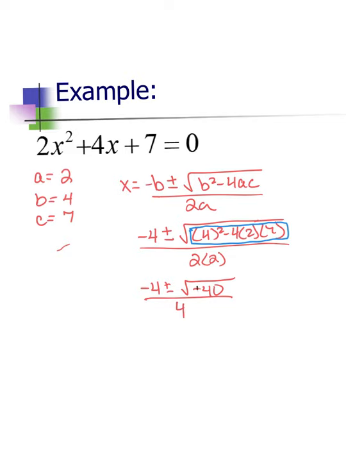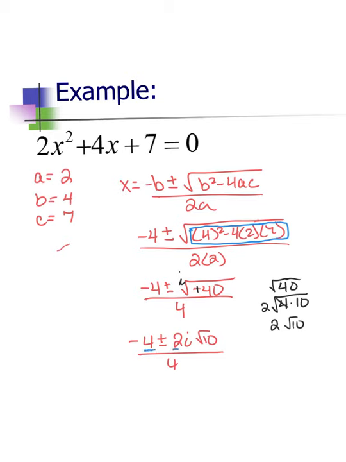And now we're going to simplify. As soon as I see a negative under the radical, that means an i comes out. If I see radical 40, the factors I'm thinking are 4 times 10. The square root of 4 is 2, so that becomes 2 radical 10. So now this becomes negative 4 plus or minus 2i radical 10 over 4. And the final step, I know that something goes into 4, 4, and 2, so I'm going to divide each of those terms by 2. And that is my final answer.